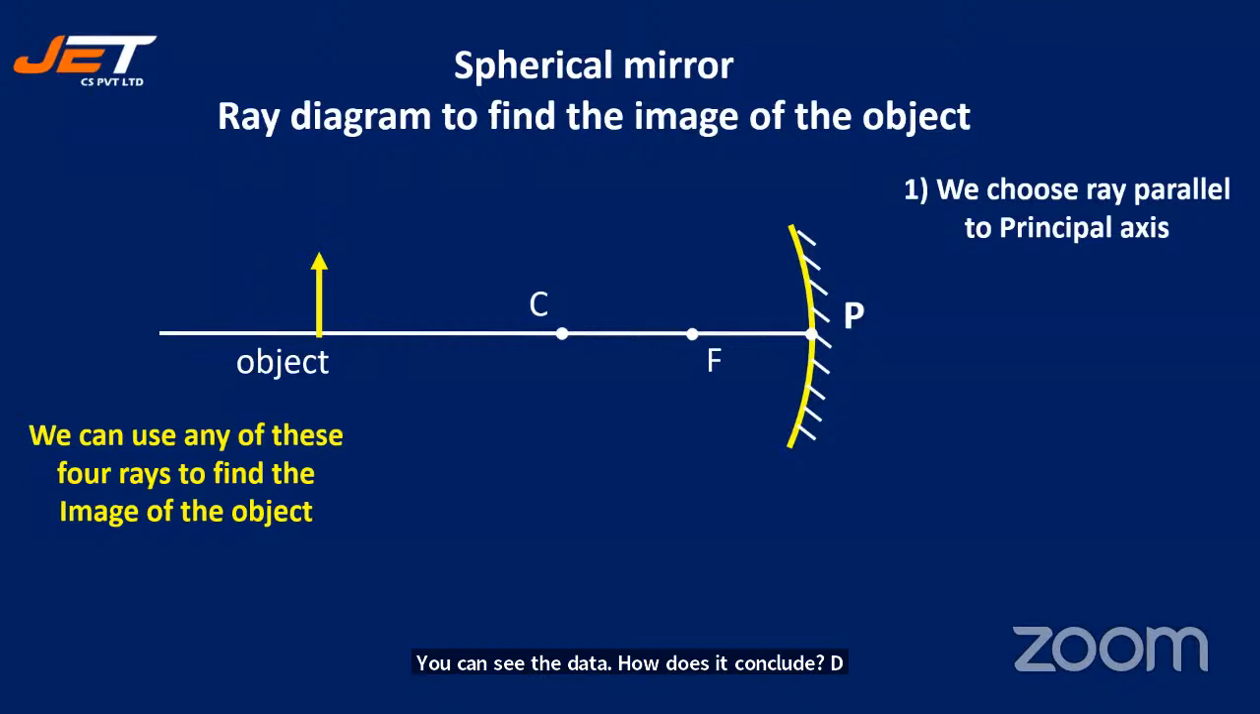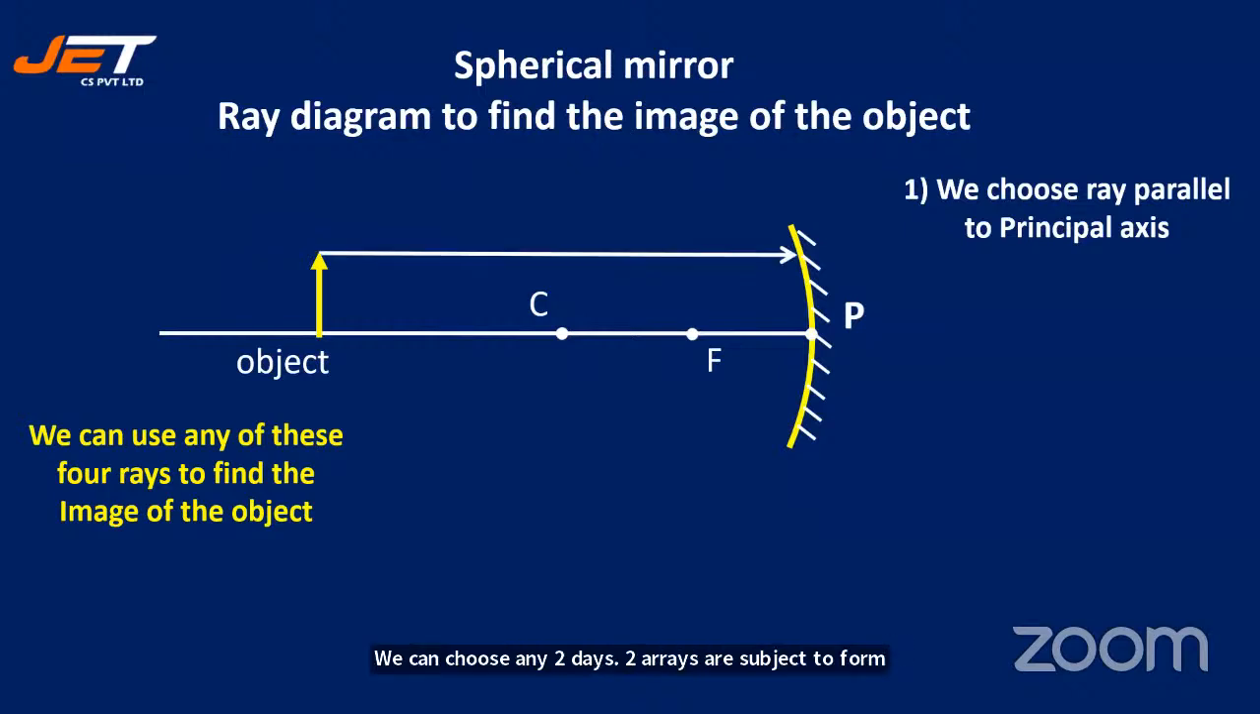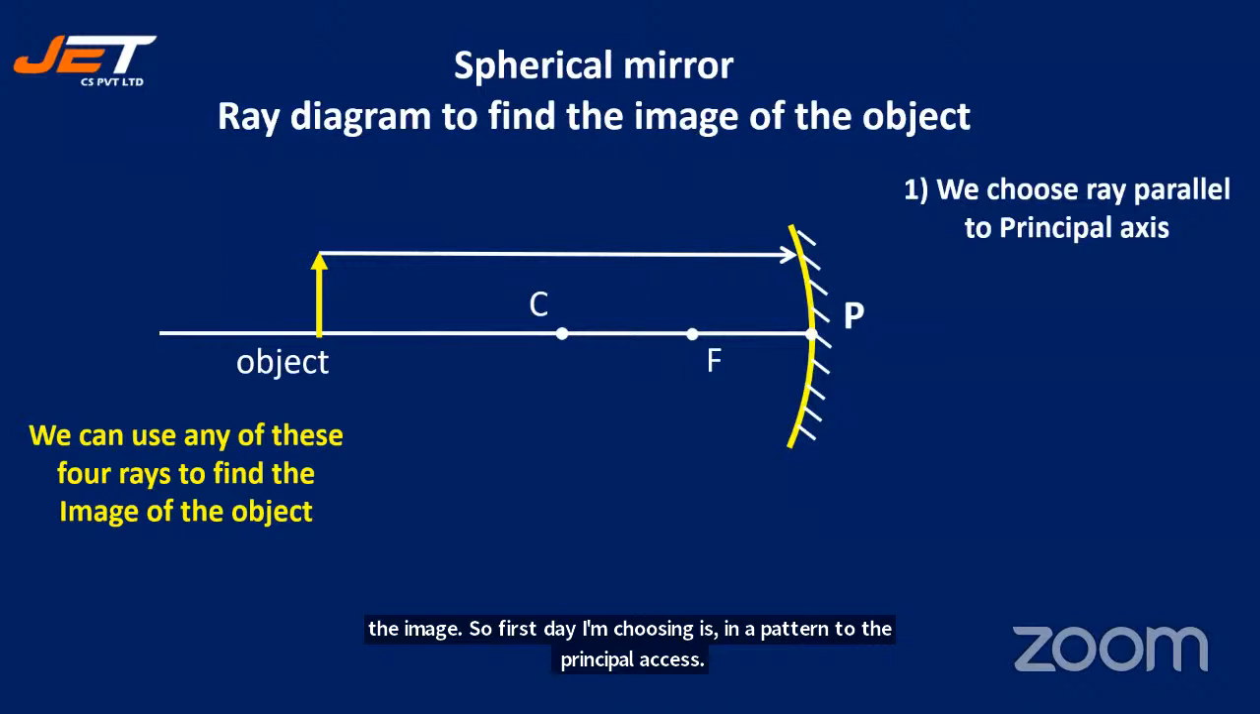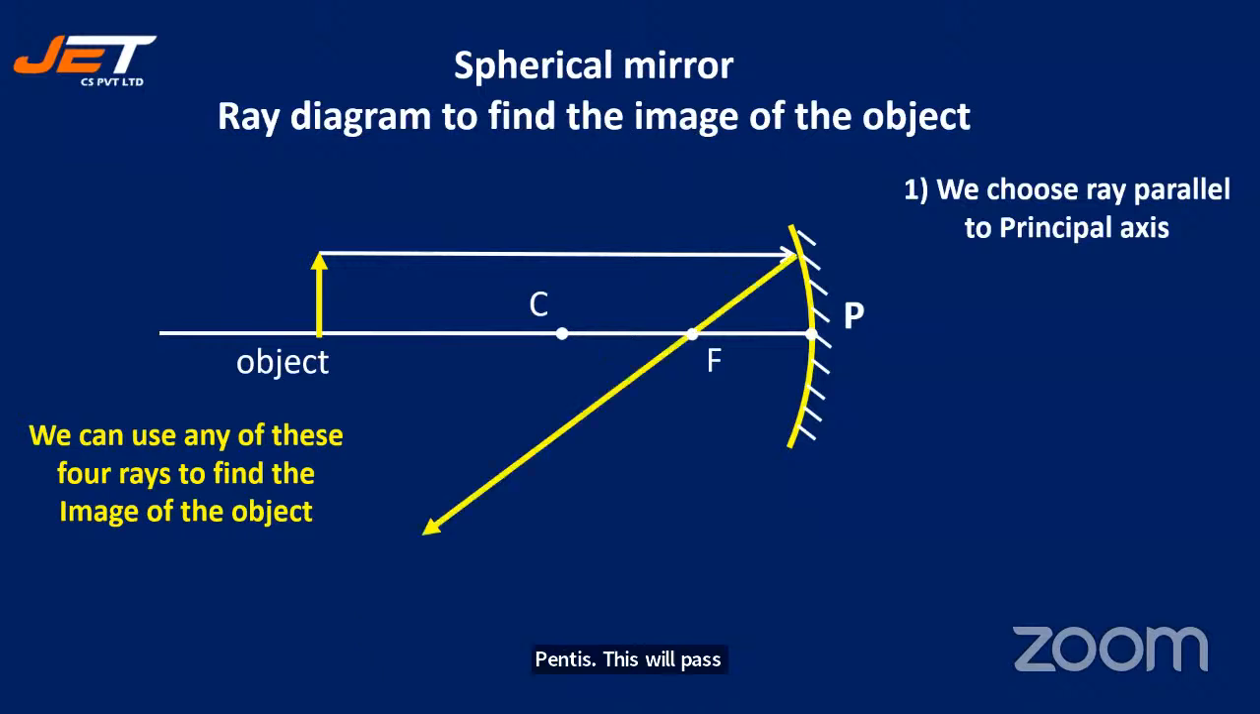Let's see. We choose a ray parallel to the principal axis. We can choose any two rays. Out of all these rays, two rays are sufficient to form the image. So the first ray I'm choosing is a ray parallel to the principal axis, like this. This will pass through the focus. Obviously, right? That's what we have learned. Ray principal axis ki parallel unte, after reflection from the mirror, focus nunchi pass avutundi.